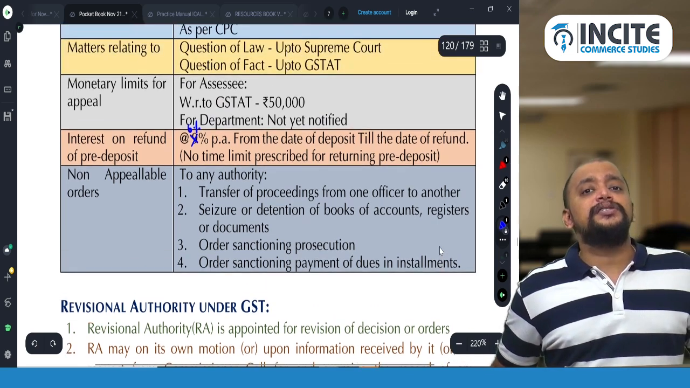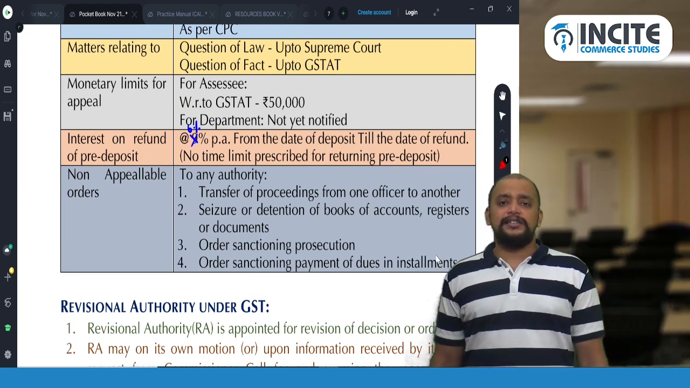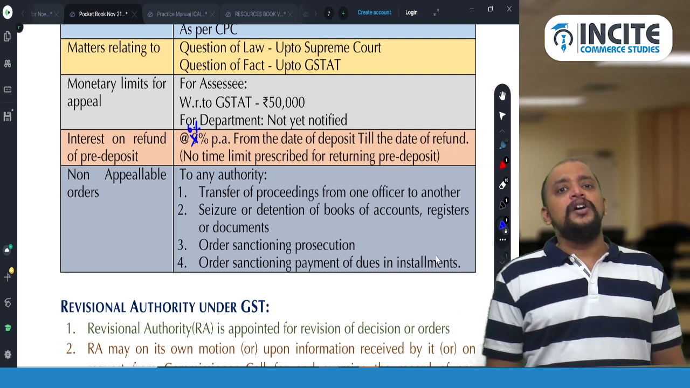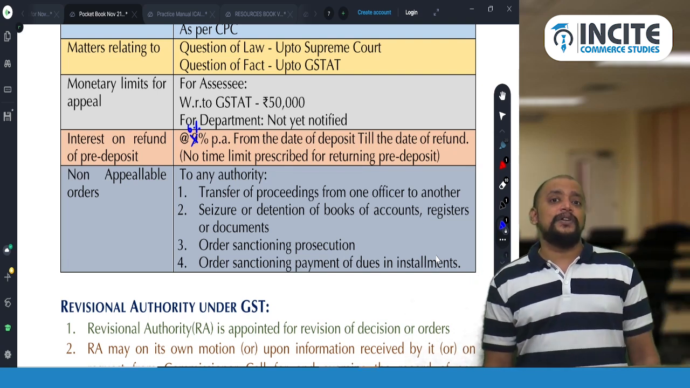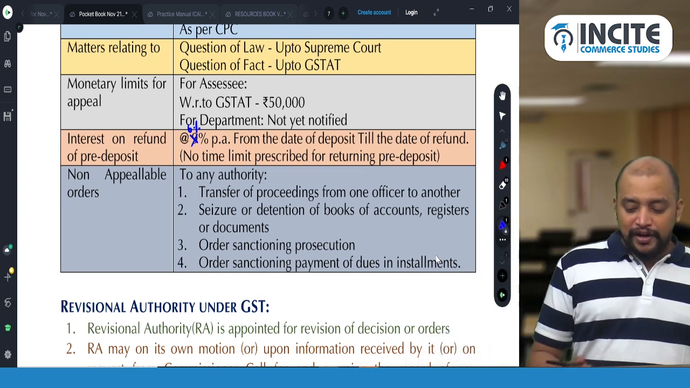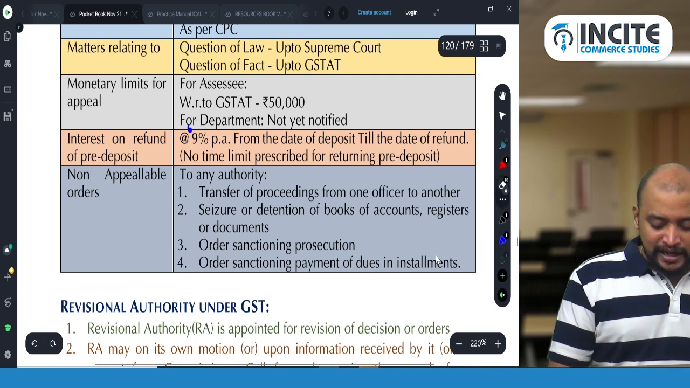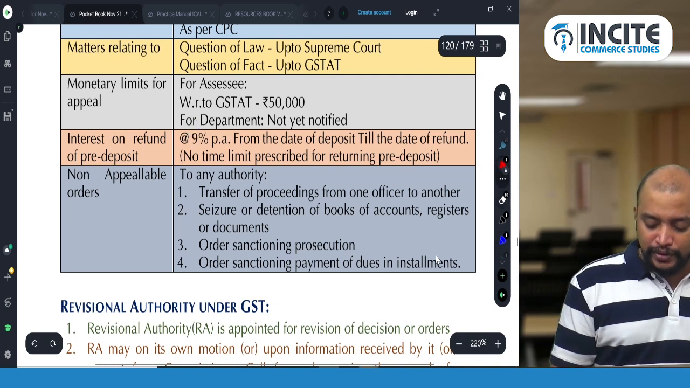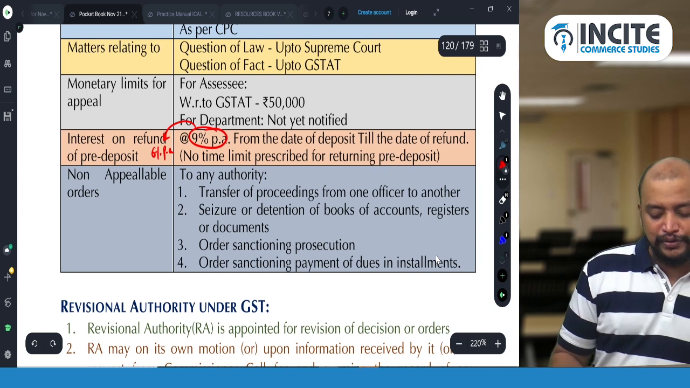And you can write as a note that as per section 56, if the refund is granted on account of an order of the appellate authority, then the rate of interest will be 9% per annum. That you write as a note. Okay. So for the exam, you take 6% only. Not 9%, but 9% you write as a note. For the exam, you take 6% per annum only.